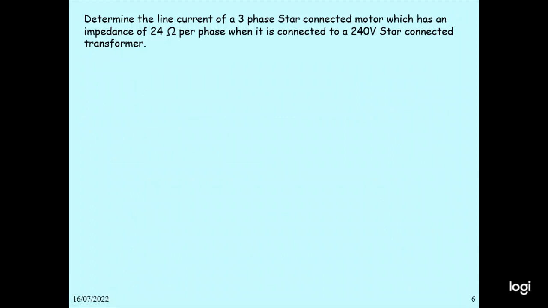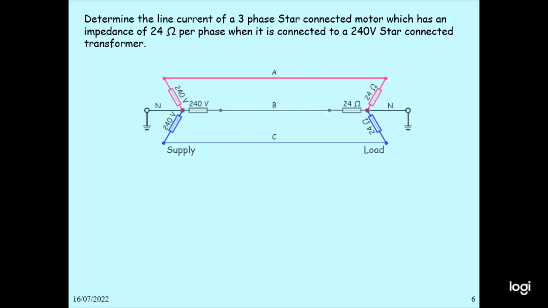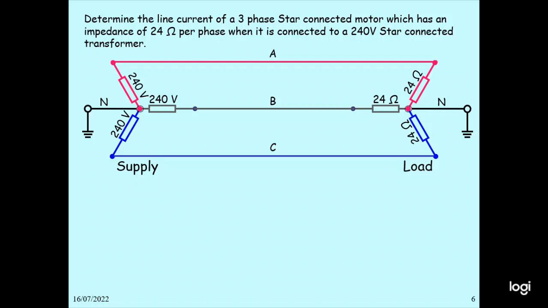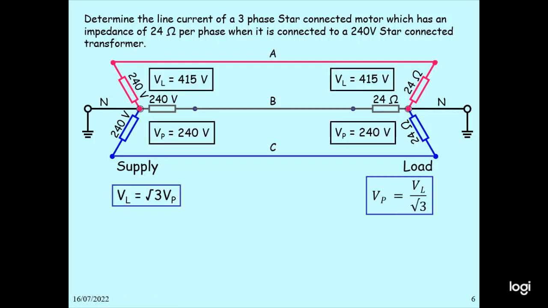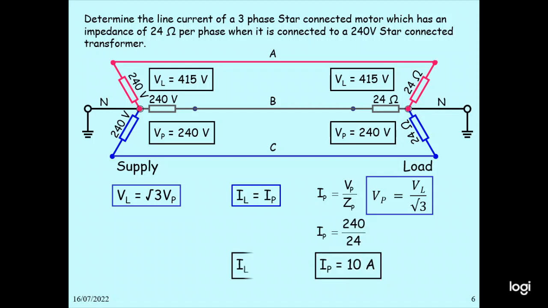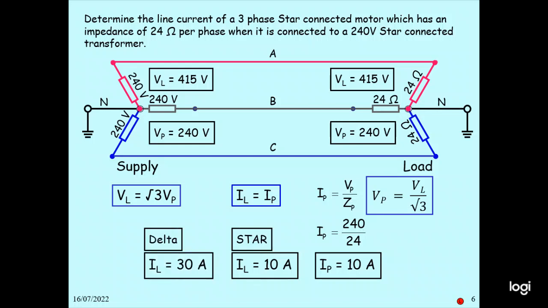The next problem. Determine the current of a three-phase star connected motor, which has an impedance of 24 ohm per phase when it is connected to the 240 volt star connected transformer. So this is a star connection transformer, the supply voltage is 240 volt, and also the star connection is 24 ohm. So ABC supply. In this case, the supply is V line equals root 3 times V phase. So V phase equals V divided by root 3. So I phase equals V phase by Z phase. So 240 by 24, you get 10 ampere. I line equals I phase equals 10 ampere. This is for the star connection. For the delta connection, I equals 30 ampere.